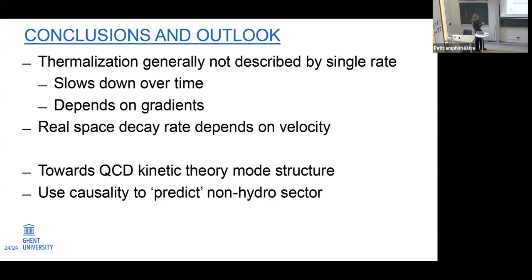So finally, for future work, I do want to look at what happens, for example, in QCD kinetic theory to see which of these conclusions for scalar theory actually generalize. And this is what I'm working on now: using causality in combination with this exponential decay rate in real space to put bounds on the non-hydrodynamic sector. That's it. Thank you.